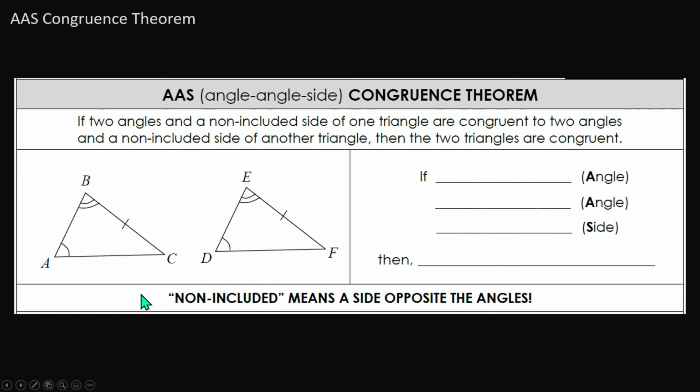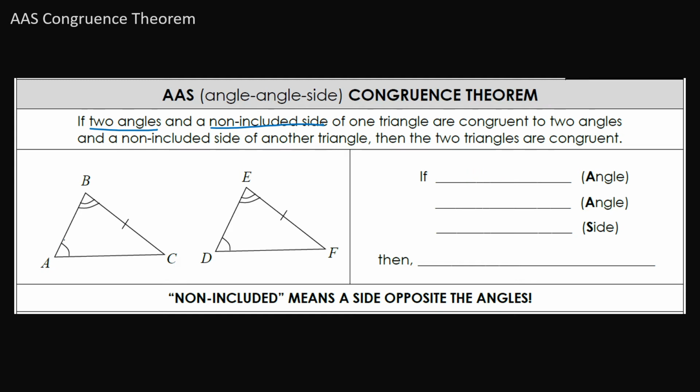Now let's move on to angle, angle, side congruence. Angle, angle, side congruence happens if two angles and a non-included side of one triangle, meaning that the side is not in between the two angles, are congruent to two angles and a non-included side of another triangle, then the two triangles are congruent.